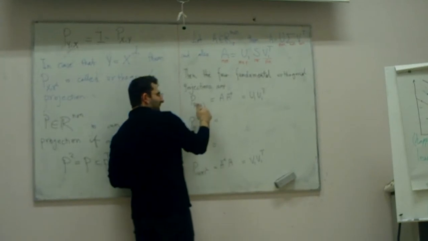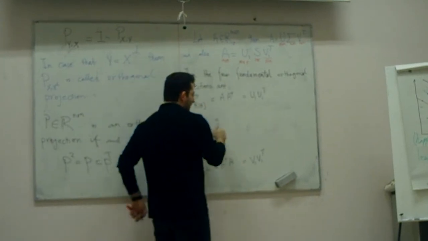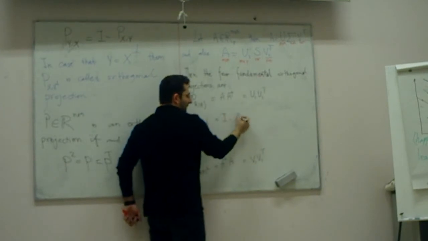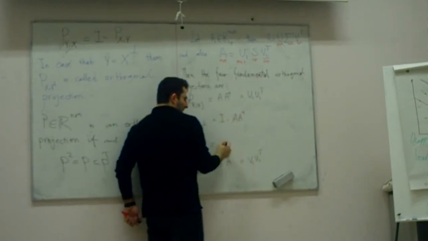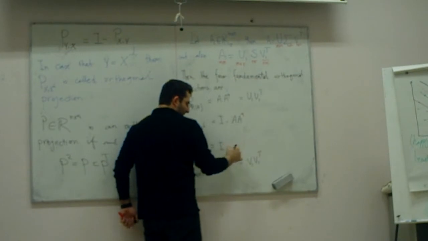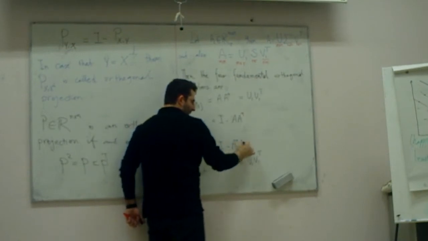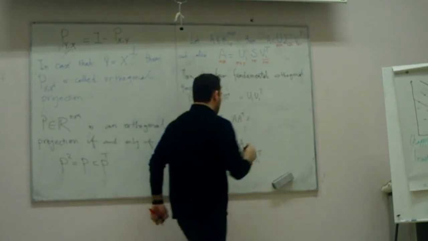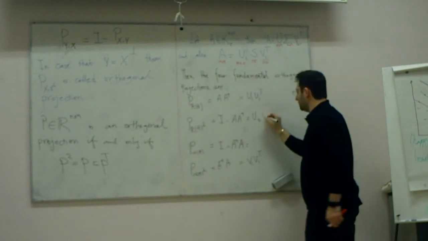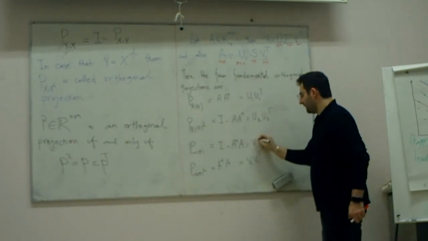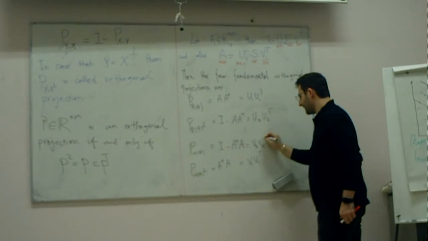You know that they shouldn't have any intersection. So do you know what it is? It is I minus this term, and this one is I minus the other term. This will be U2 transpose. This will be V2 transpose.